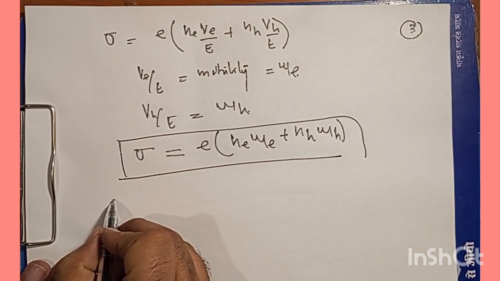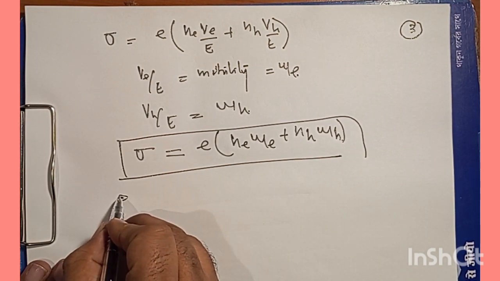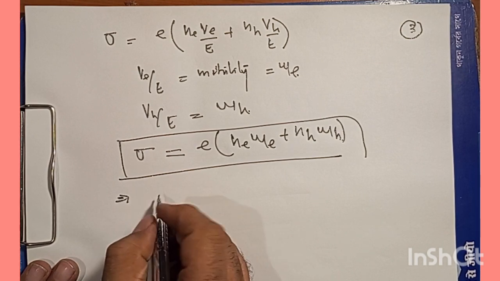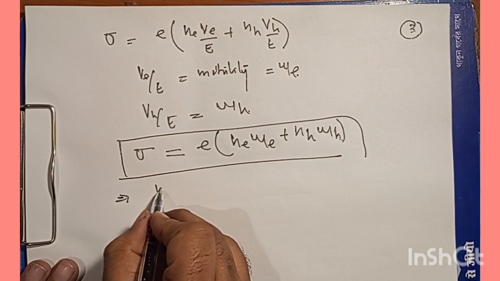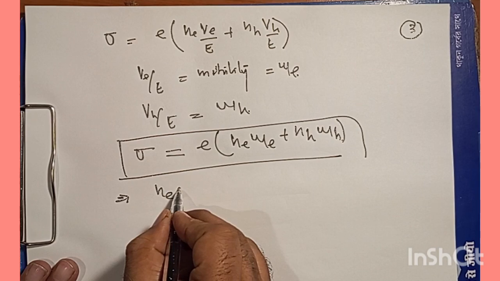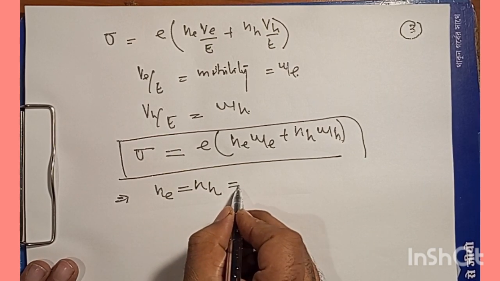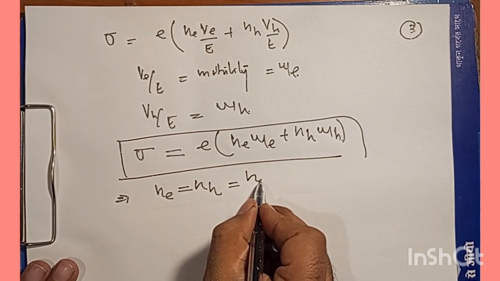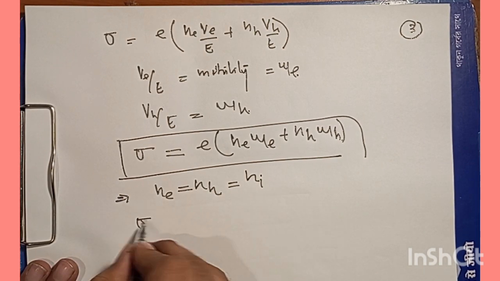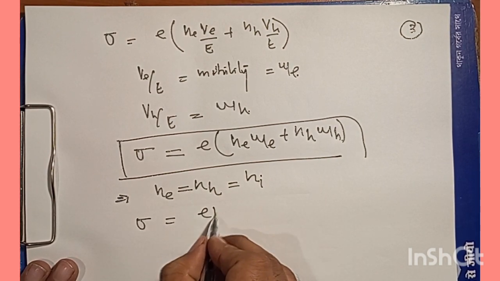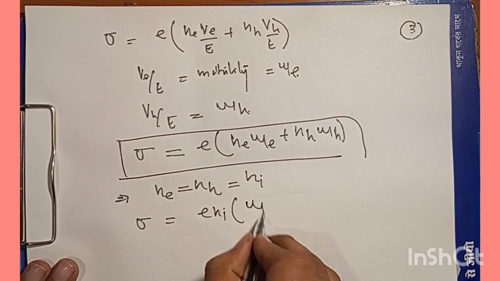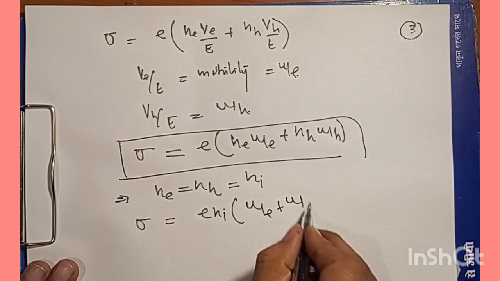Now, in the case of intrinsic semiconductors, because this is an intrinsic semiconductor, I can have N_e equal to N_h. Let me put this equal to N_i. So in that case, sigma will be e times N_i times (mu_e plus mu_h).